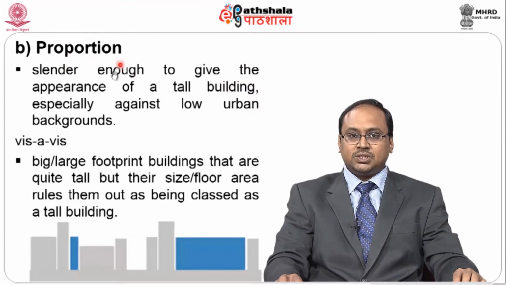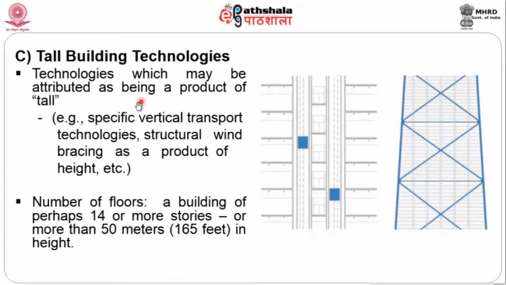In terms of proportion, a building may be slender enough to give the appearance of a tall building, especially against a low urban background, vis-a-vis big large footprint buildings that are quite tall, but their size or floor area rules them out as being classed as a tall building. You may notice here that it does not give that impression of being tall compared to this building here. So, that is what is meant here by proportion.